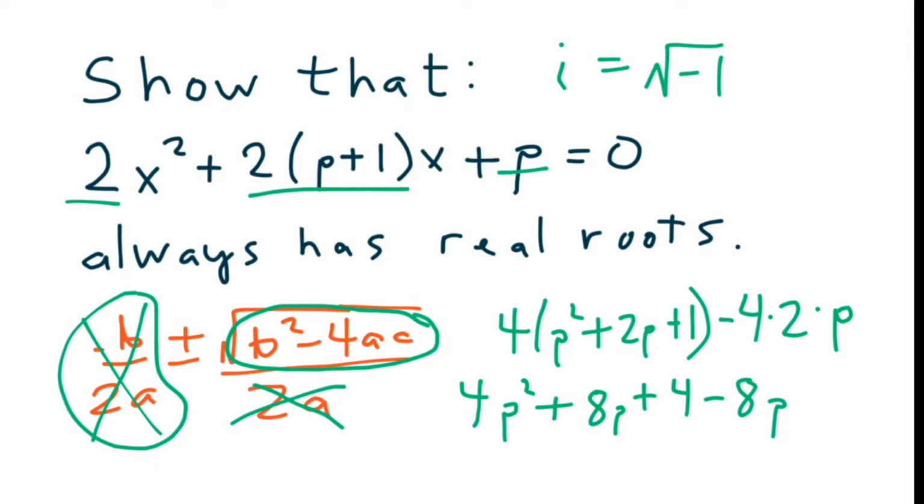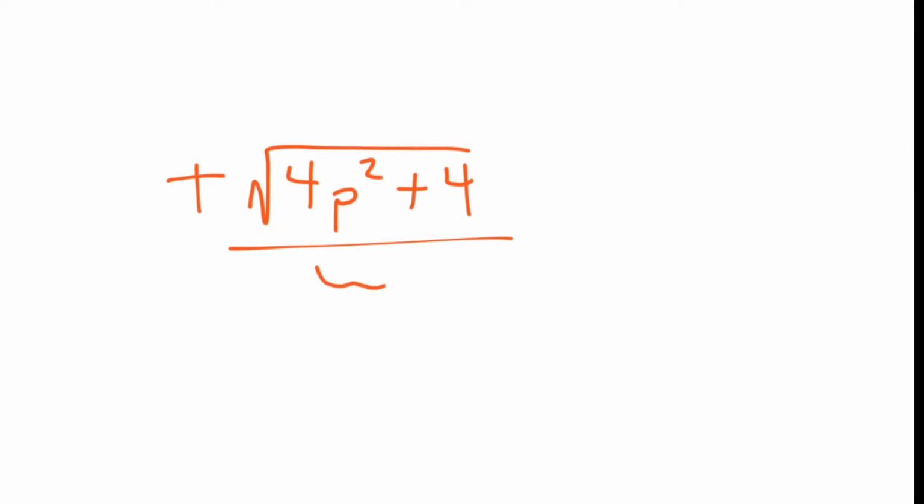And something really nice happens here in the simplification. You see the 8p will cancel out with a minus 8p. So your b squared minus 4ac term, the discriminant, right, determining what kind of roots we will have, is just this. You have plus or minus this over other stuff that won't make it imaginary, with another term here that won't make it imaginary.